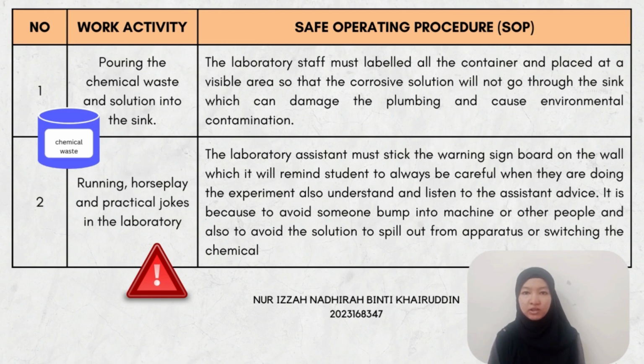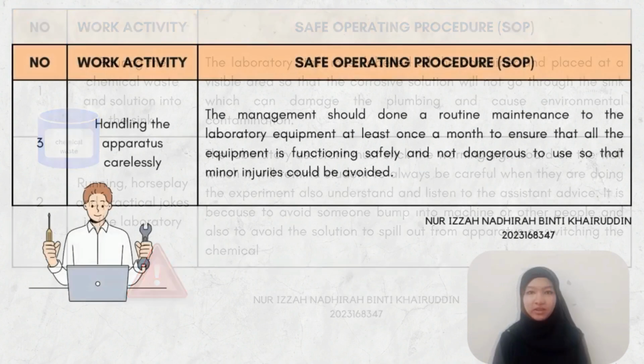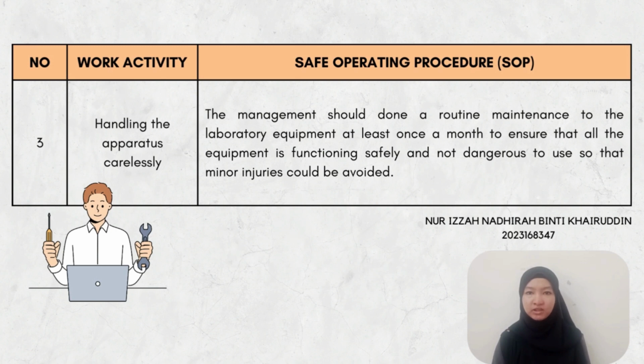Next, for the SOP for task 2, the staff needs to stick a warning signboard on the wall, which can remind students to always be careful about what they are doing. This is to avoid accidents and incidents, and also to avoid the solution spilling out or the chemicals being switched. Then, task 3 is handling the apparatus carelessly.